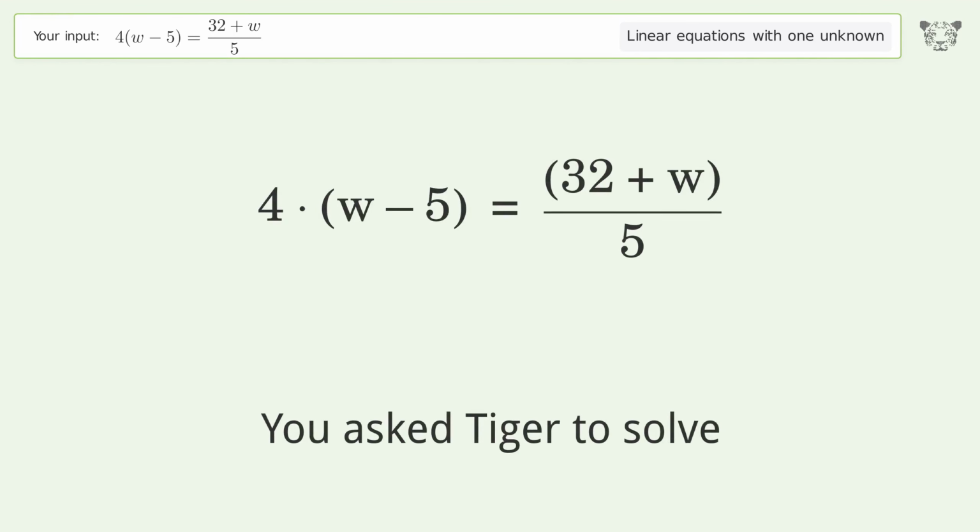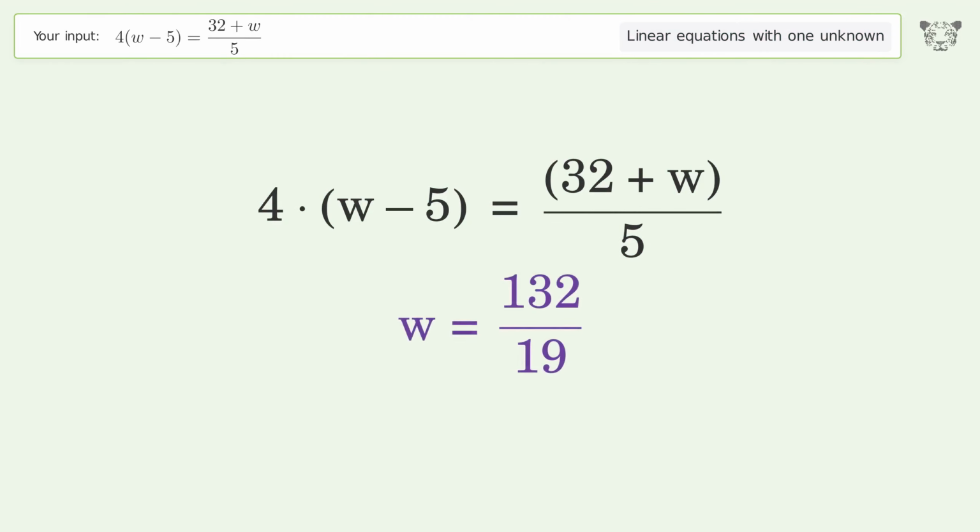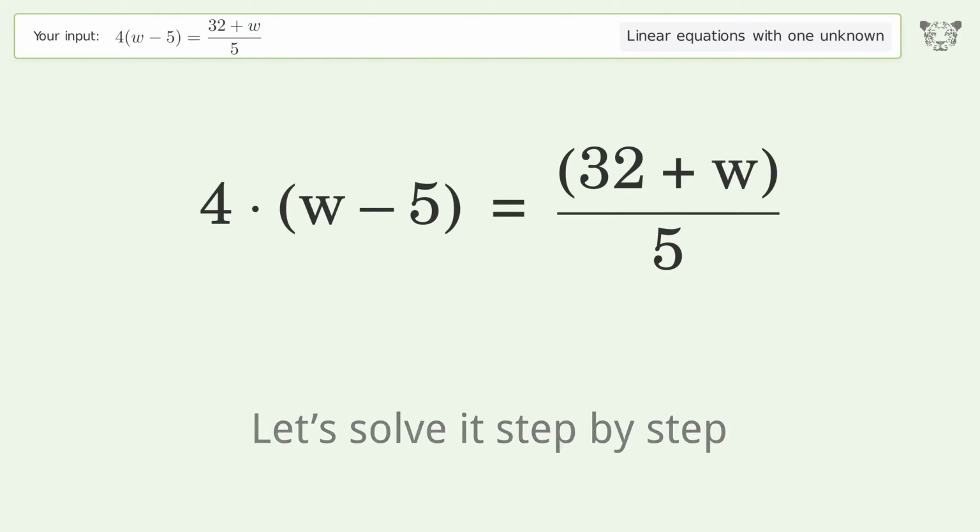You ask Tiger to solve. This deals with linear equations with one unknown. The final result is w equals 132/19. Let's solve it step by step.